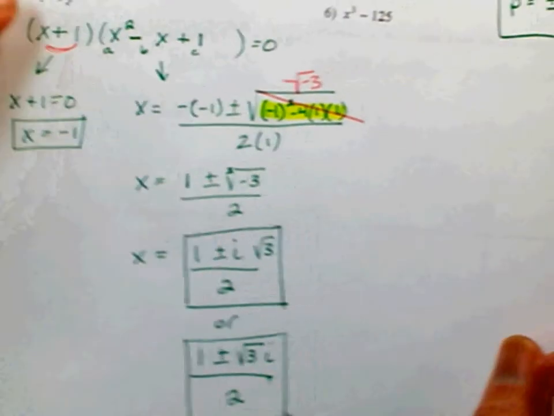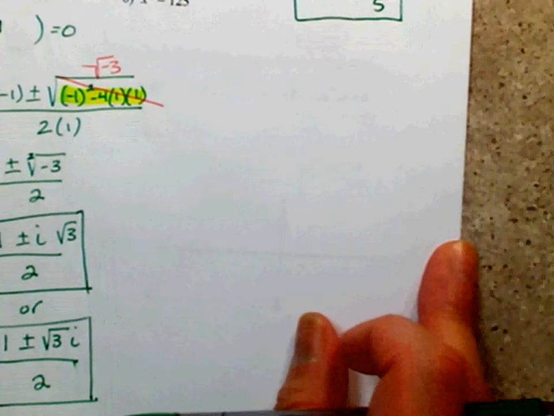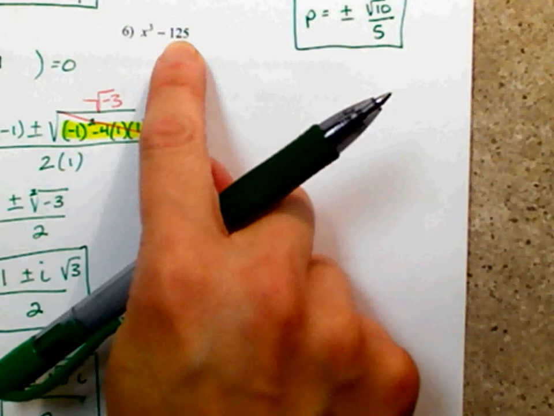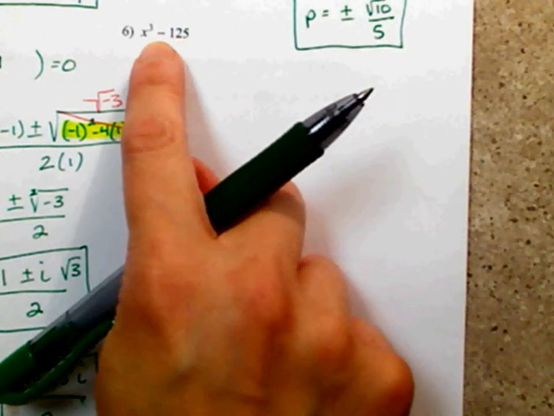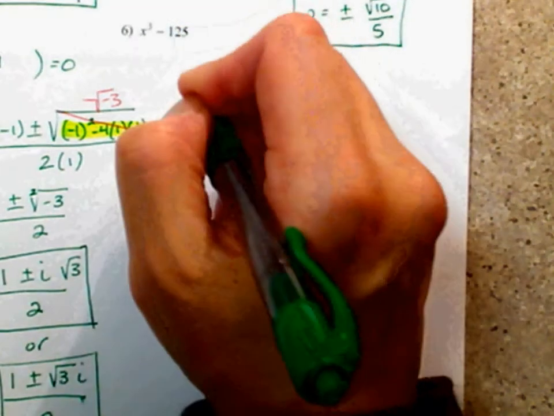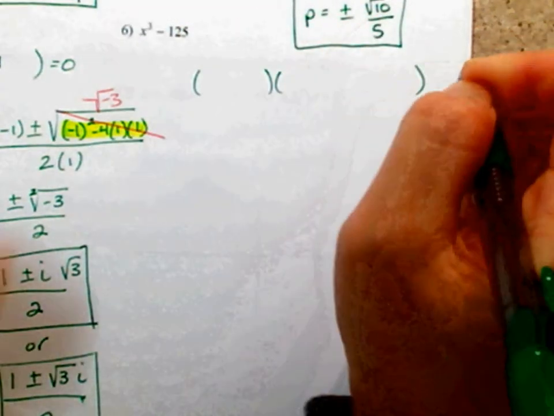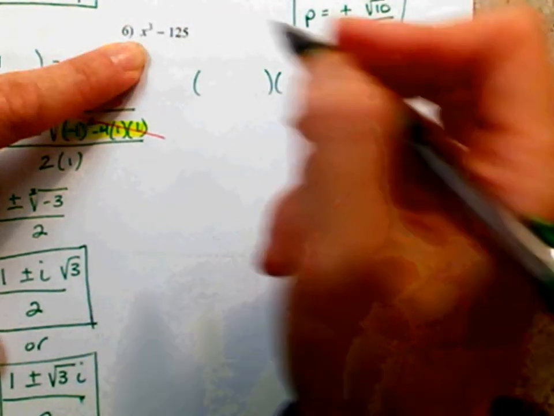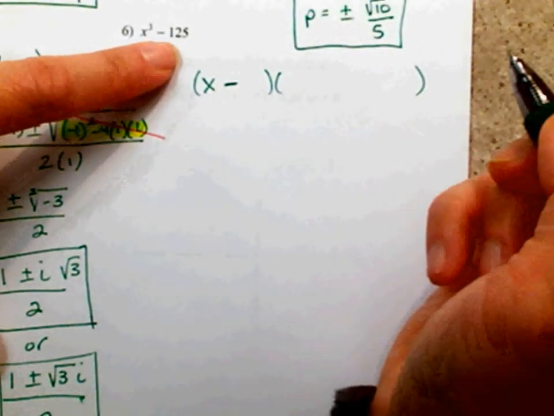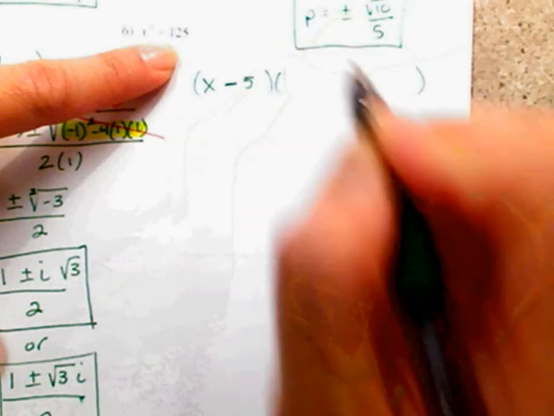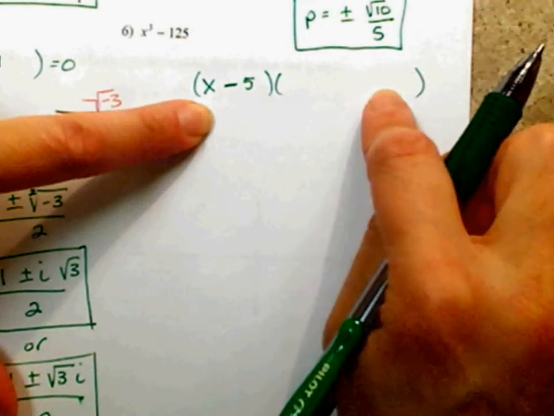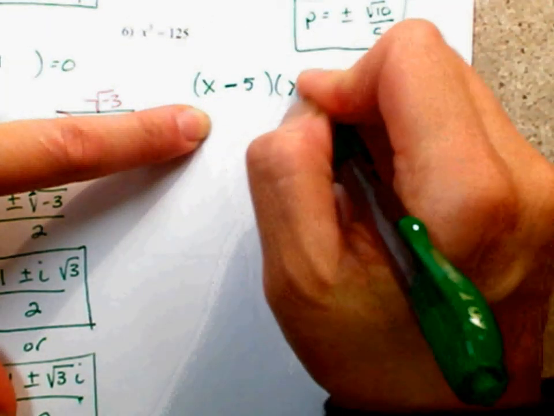Number 6, okay. Perfect cube, minus. So this is differences of perfect cube, just like the one before. Draw 2 sets of parentheses. Cube root of x to the third is x. Keep your sign. Cube root of 125 is 5. Okay? Use this information to fill out the second part. Square your first term. Change your sign.